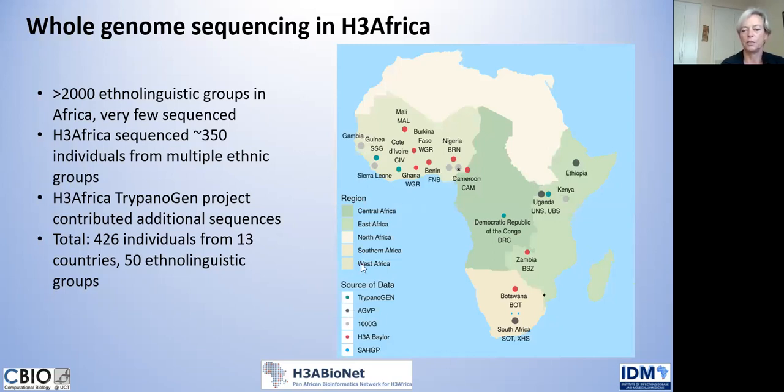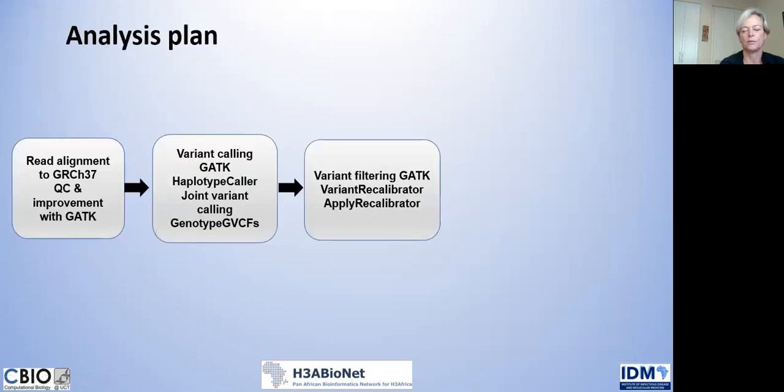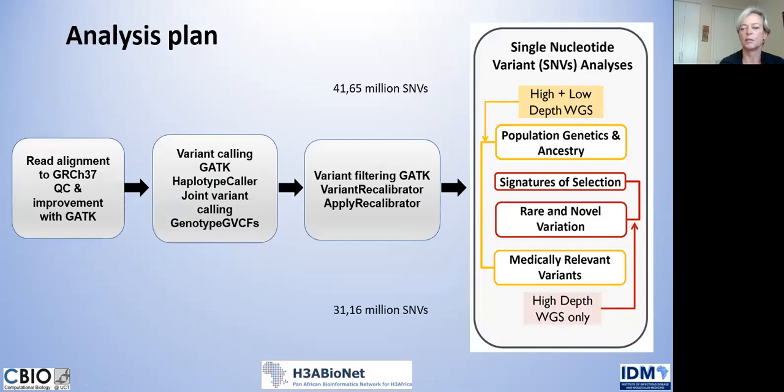So the ones in red here are those that are from the H3A. The green are from Trypanogen, and then there were some other samples that were used as comparisons. So the data were treated as you would normally treat an NGS. You do QC, alignment, variant calling, and then there was joint calling and refinement and improvement of the calls and the alignments.